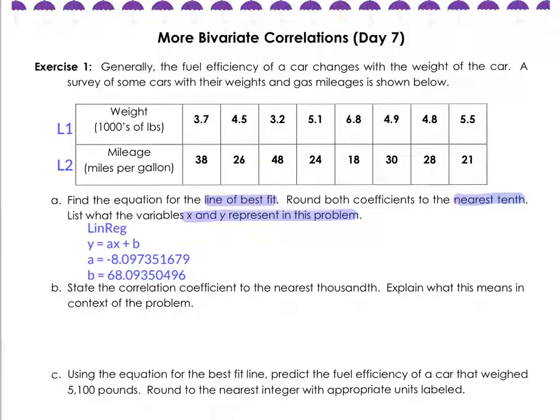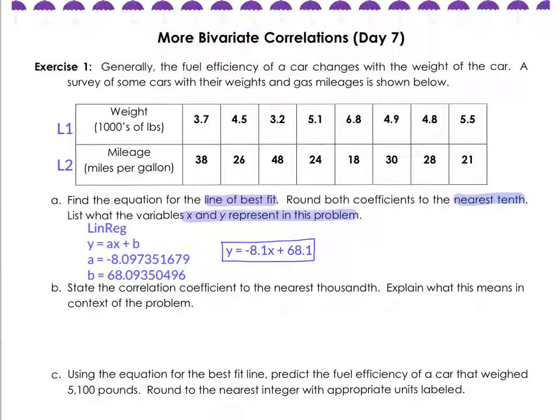So now I'm going to rewrite the equation as y equals, but instead of putting a, I'm going to put in the negative 8 point. Since I need to round to the nearest tenth, the tenths place is a 0, next door is a 9, so that tells me that I need to round it to negative 8.1, with an x, and then the b term, which would be 68, and again rounding to the nearest tenth, 0.09 rounds to 0.1. So my equation is y equals negative 8.1x plus 68.1.